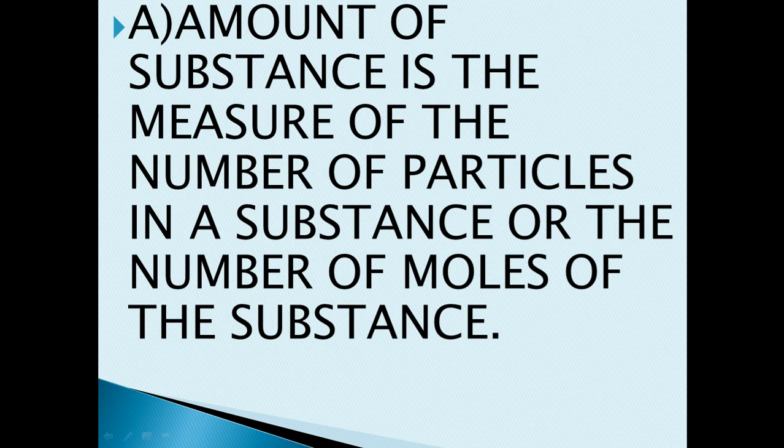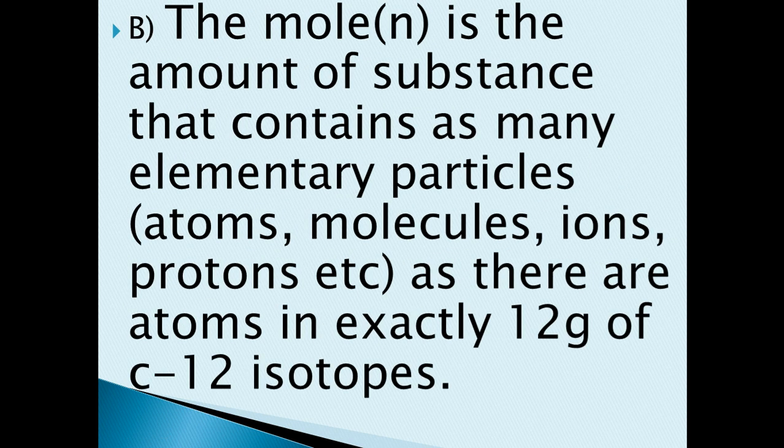A. Amount of substance is the measure of the number of particles in a substance or the number of moles of the substance. When we talk about particles, it could be atoms, molecules, protons, electrons, neutrons. So the amount of substance is the measure of the number of particles present. How many particles are present, how many moles are present, is the amount of substance. So you check whether your answer is correct.